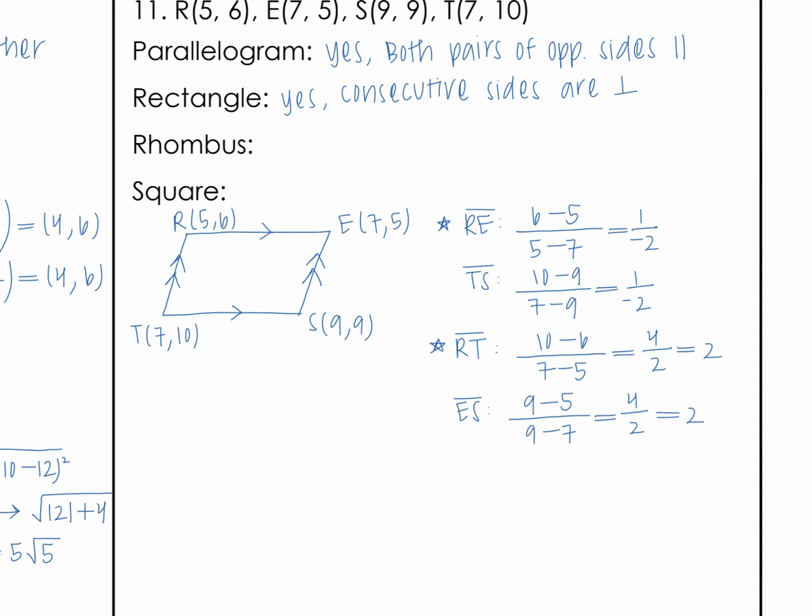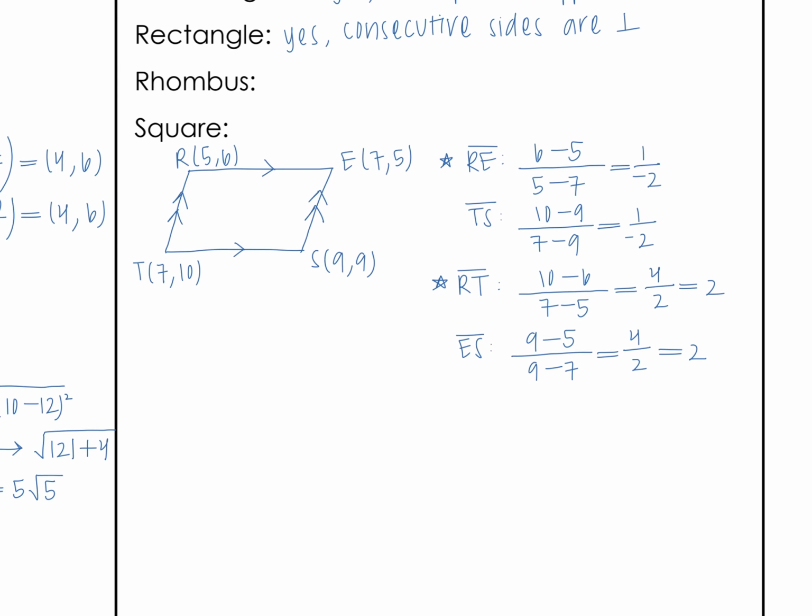All right, then for my rhombus, this one we will need to work out some more. We can find the slope once again. So of my diagonals, we've got RS. So we can do 9 minus 6, and then 9 minus 5. So 9 minus 6 is going to give me 3. 9 minus 5 is going to give me 4. So we'll have a slope of 3/4.